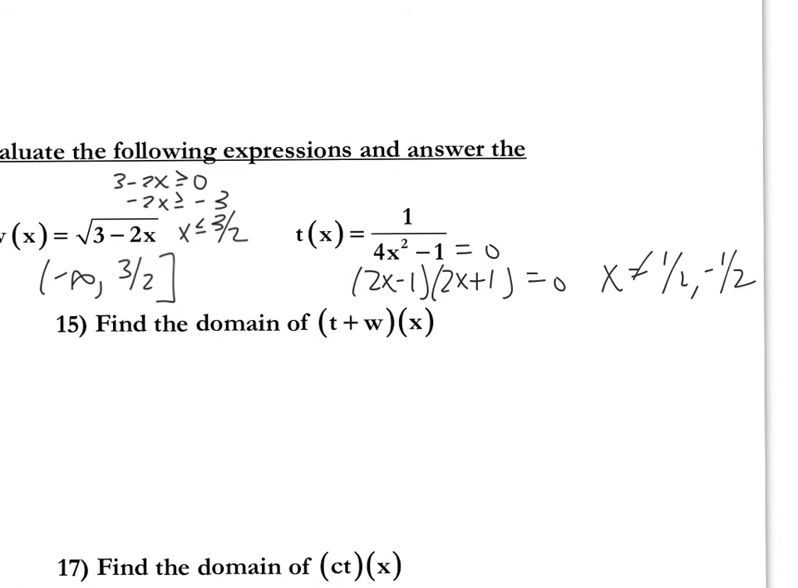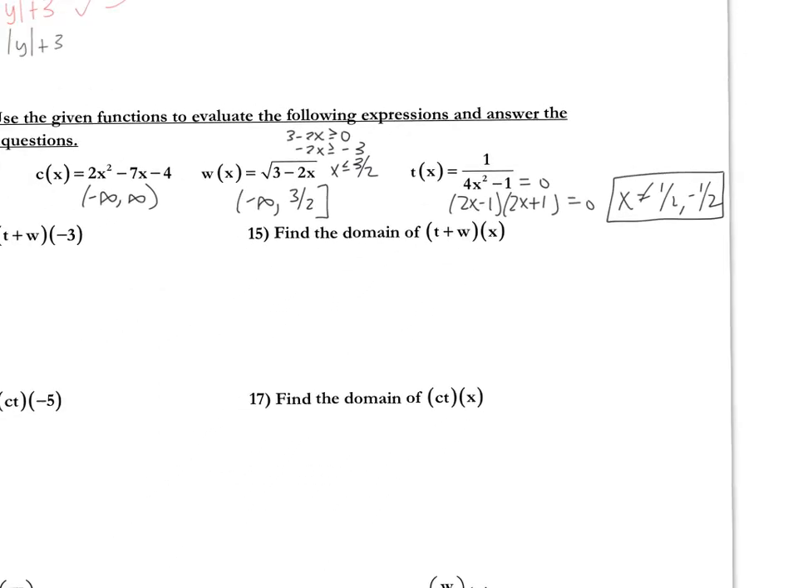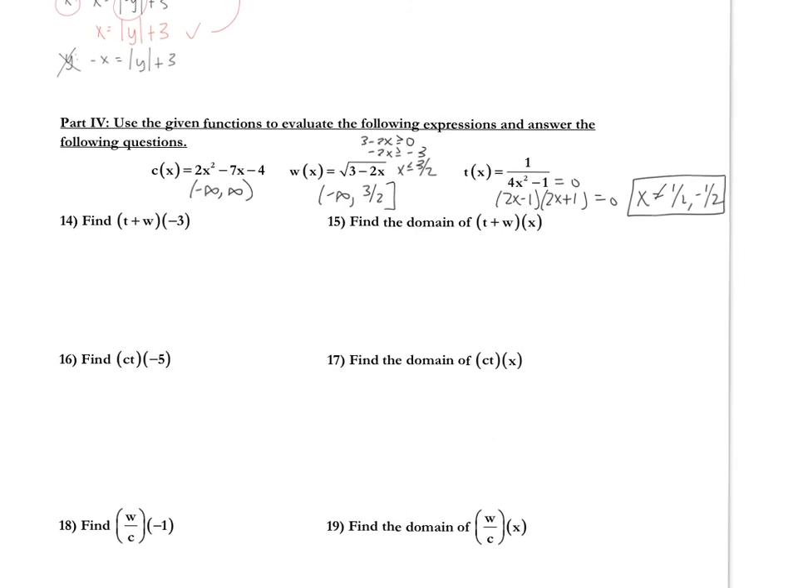So I'll just leave my domain written like this so that I can answer the questions that I'm asked over here. So I know that you can do number 14 and number 16. All that means is plug in negative 3 to the t, also plug in negative 3 to the w, and add those numbers together, you guys. This one for negative 5, plug in negative 5 to the c, anywhere there's an x. Also plug in negative 5 to the t and multiply them. You guys know how to do that, but let's talk about the domain.